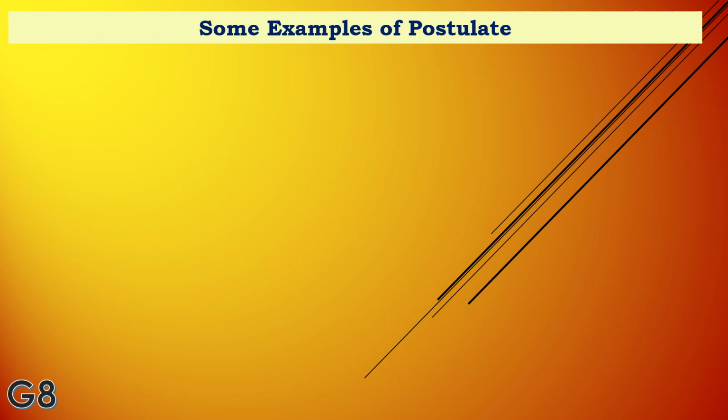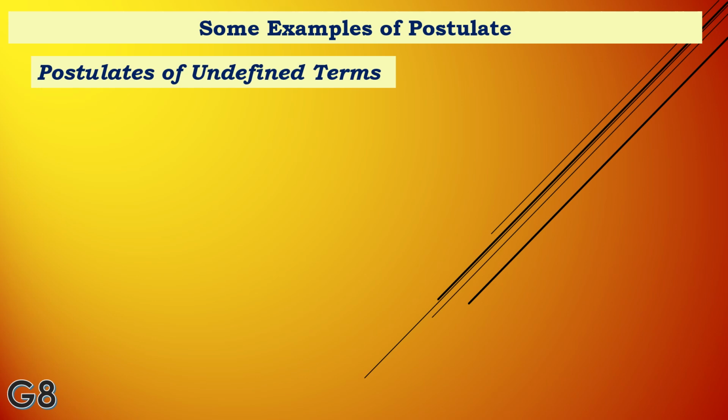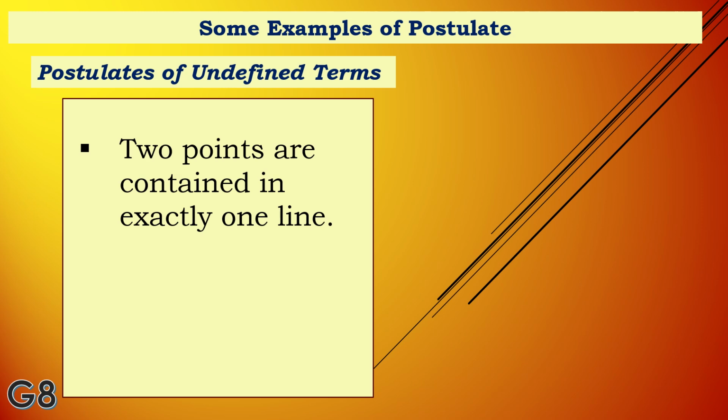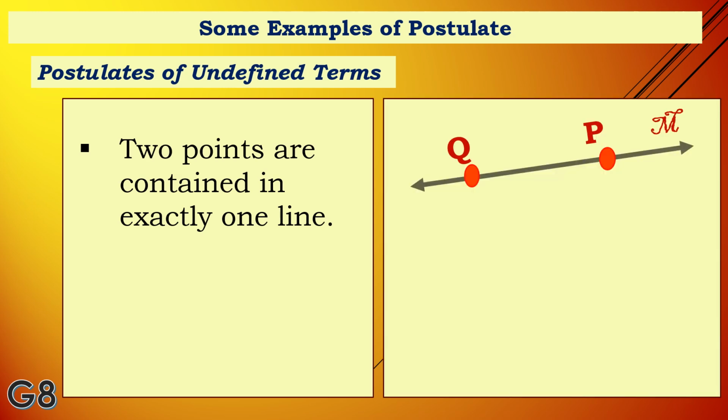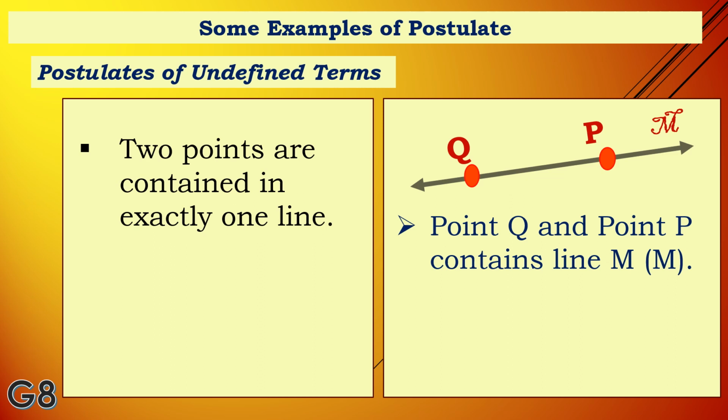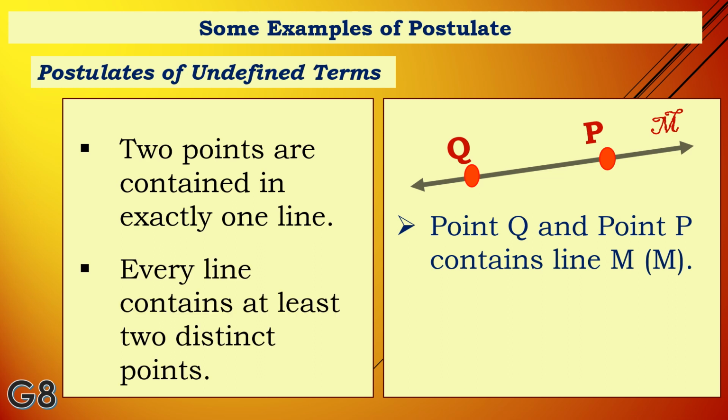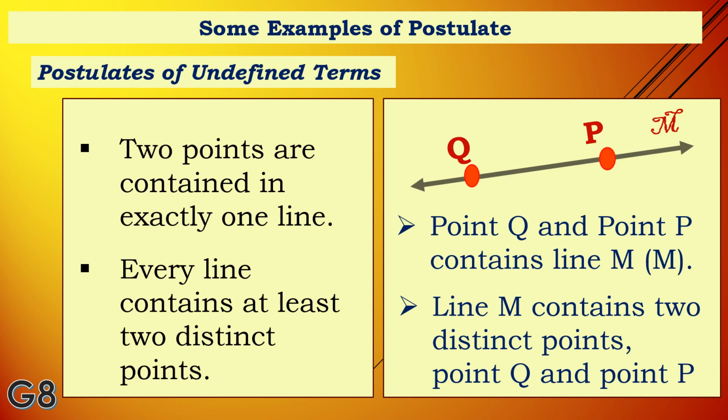So, we have some examples of postulates. Postulates of undefined terms. Two points are contained in exactly one line. So here, point Q and point P are contained in line M. Every line contains at least two distinct points. So in this figure, line M contains two distinct points, and these are point Q and point P.